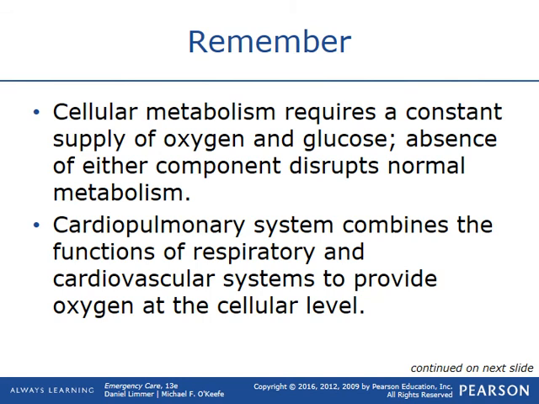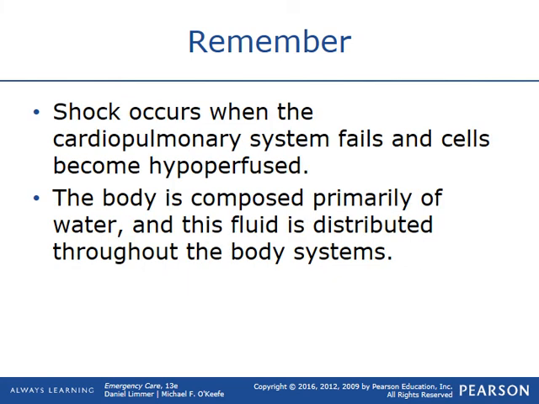Remember that cellular metabolism requires a constant supply of oxygen and glucose. Absence of either of these components disrupts normal metabolism. The cardiopulmonary system combines the functions of respiratory and cardiovascular systems to provide oxygen at the cellular level. Remember that shock occurs when the cardiopulmonary system fails and cells become hypoperfused, or have low perfusion. The body is composed primarily of water, and this fluid is distributed throughout the body systems.